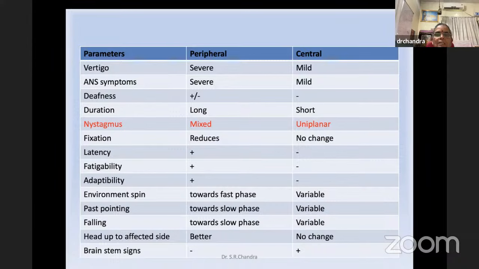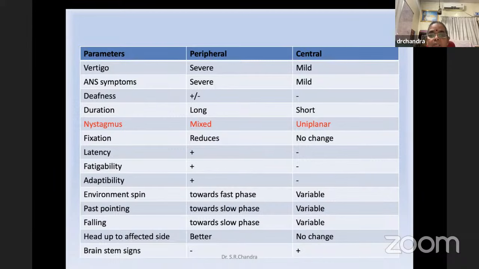There will be no brainstem features. Where it is central, the vertigo will be mild, autonomic features are mild, and deafness is not there. Usually it is stroke or demyelination, so duration is short. And nystagmus is uniplanar because it is nuclear: up gaze, down gaze, horizontal, uniplanar. And fixation does not produce any change, no latency, fatigability, or adaptability to the nystagmus, because that is a property of the fluid column in the labyrinth. That is not there in the central vestibular nucleus.